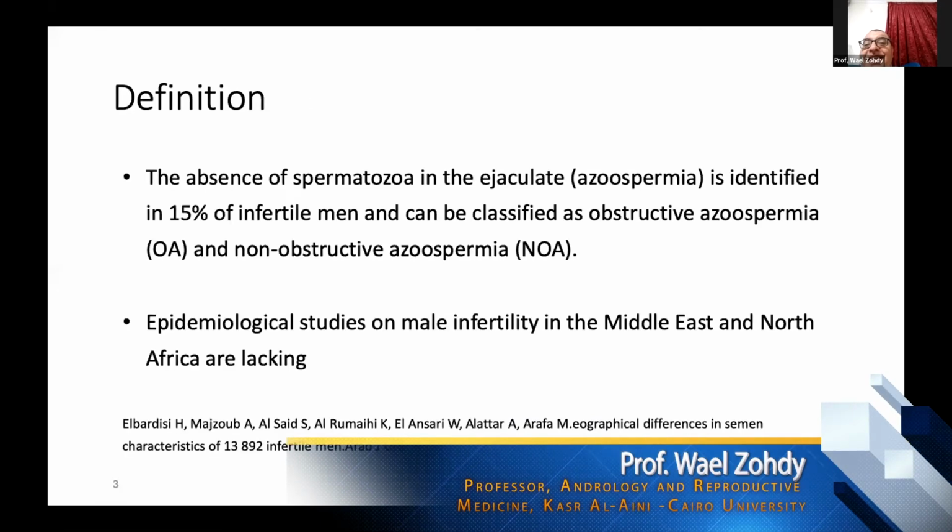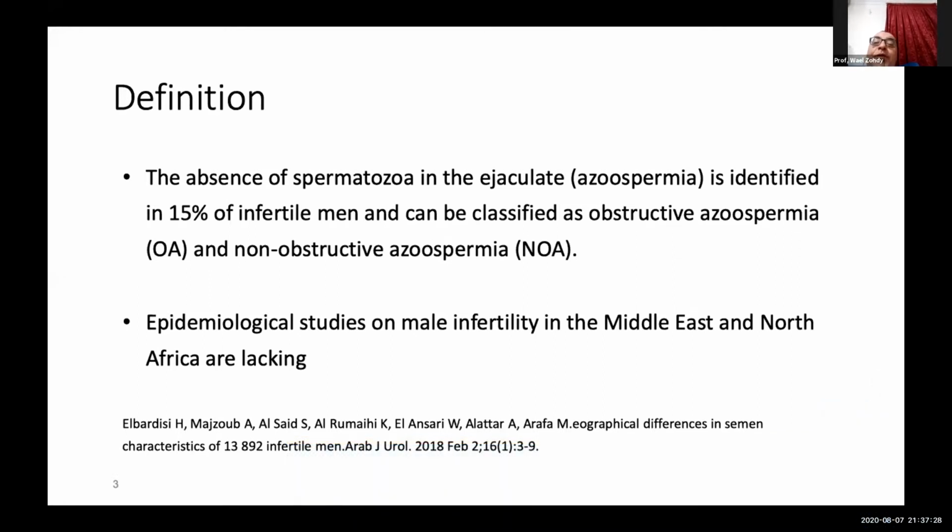Azoospermia is defined as absence of sperm cells in the ejaculate, and it's found in 15% of infertile men and can be classified as obstructive or non-obstructive. In North Africa and the Middle East, we don't have strong epidemiological studies.